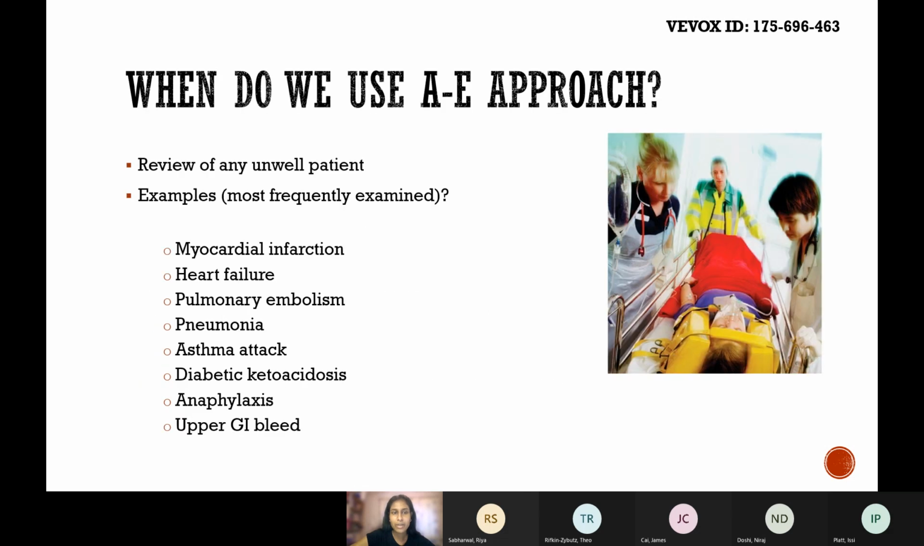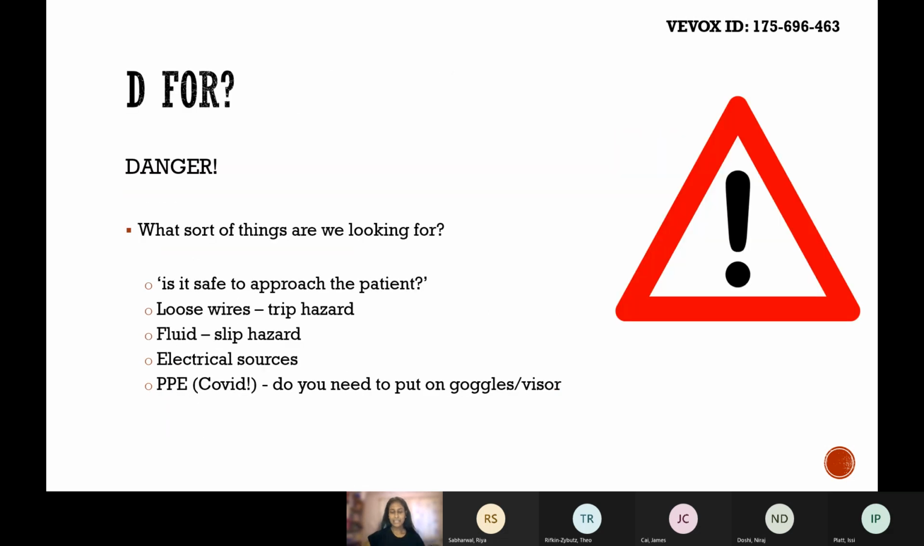So, have I skipped ahead? No, I haven't. Right, D. What does D stand for? I'm sure you all know. Disability, good one. I know a lot of people think D stands for disability. There's another D in ABCDE, which is disability. Any ideas what the first one might be? So before you've even approached the patient. Diabetes, good idea, unfortunately not in this case. Danger. Well done, Ria, bang on.